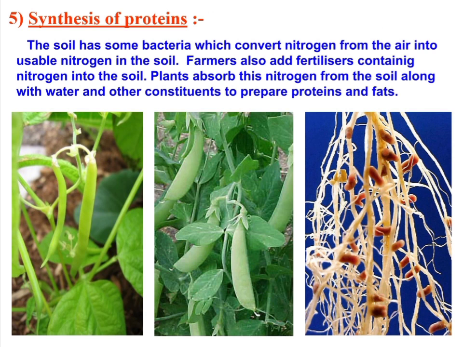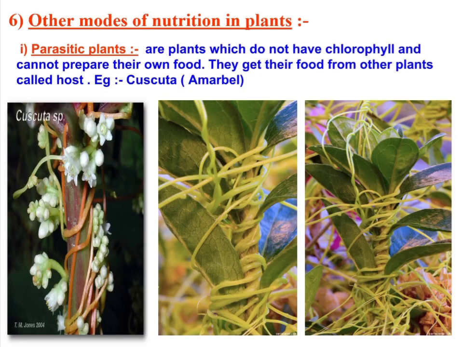Synthesis of proteins. The soil has some bacteria which convert nitrogen from air into usable nitrogen in the soil. Farmers also add fertilizer containing nitrogen to the soil. Plants absorb this nitrogen from the soil along with the water and the other constituents to prepare proteins and fat. Okay, now let's move further and see what are the different other modes of nutrition in plants.